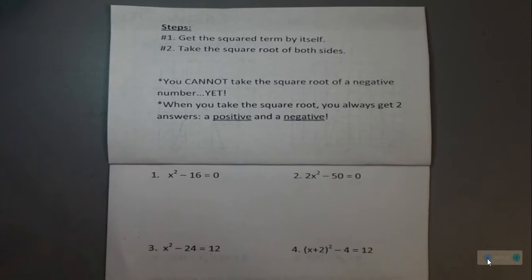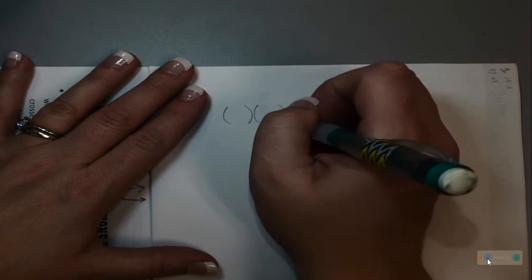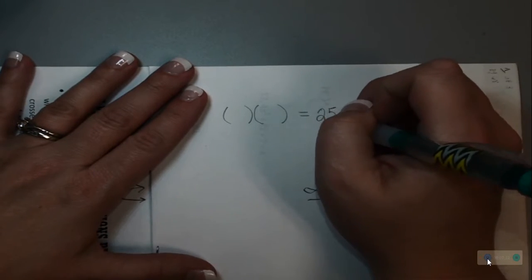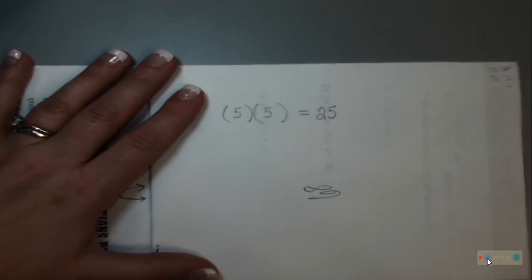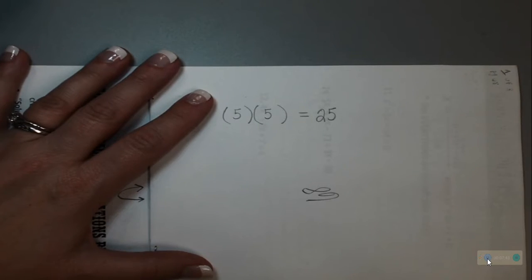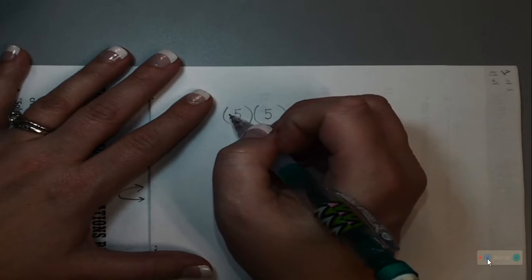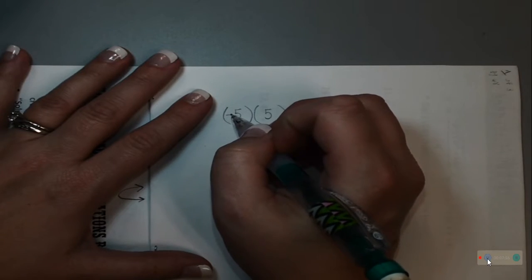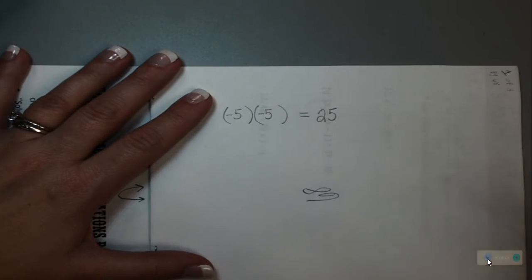Here's why. You don't have to write this down, just look and think with me. What number times itself can give you 25? 5 times 5. Now, what if there is another number that times itself also gives you positive 25? Negative 5, because a negative times a negative becomes a positive.